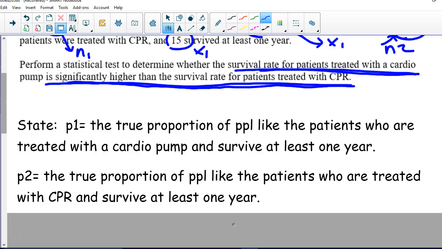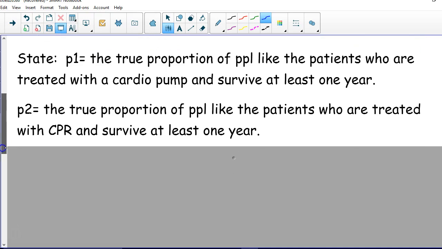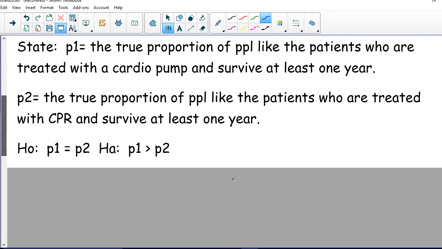We want to know, is the cardio pump better than the CPR in essence? Okay, how do I state that now with hypotheses? H0: P1 is equal to P2. We always assume that our null hypothesis, that there's no difference between the two, and the question asks us, is the cardio pump one better? And that's why I have HA: P1 greater than P2.